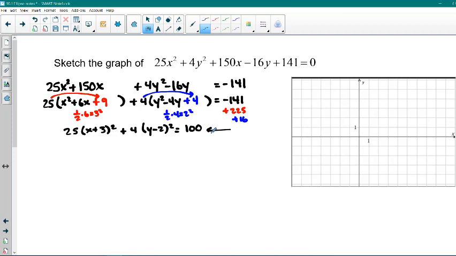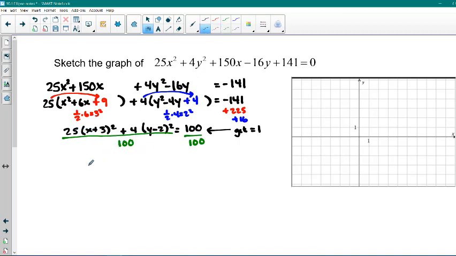Then the last part for the ellipse is get your equation to be equal to 1. That was not part of the circle. This is part of the ellipse form. So we want to divide by 100. Well, that means we divide by 100 on both sides to keep the equation balanced.